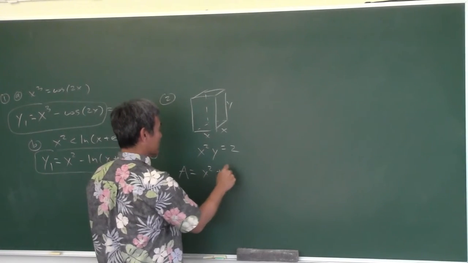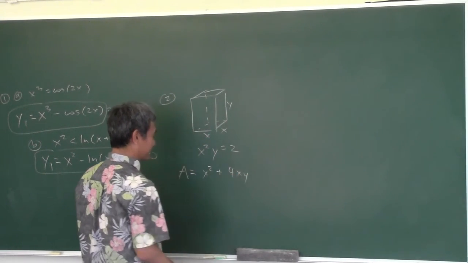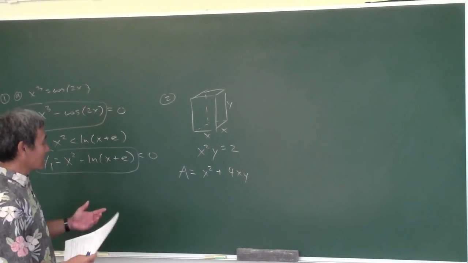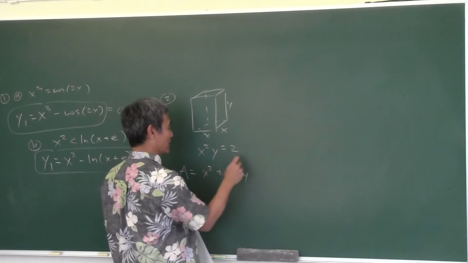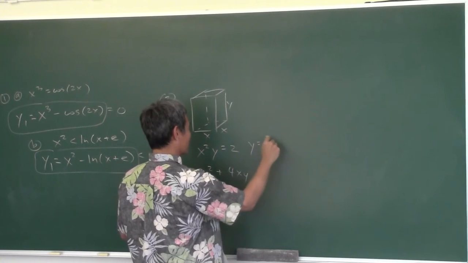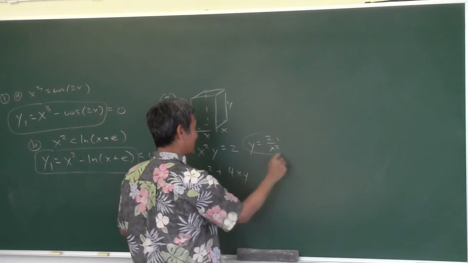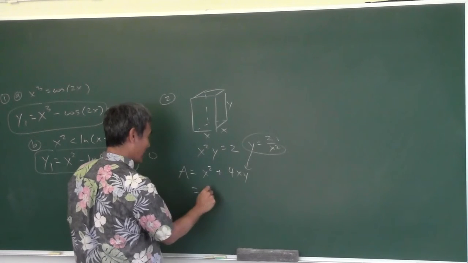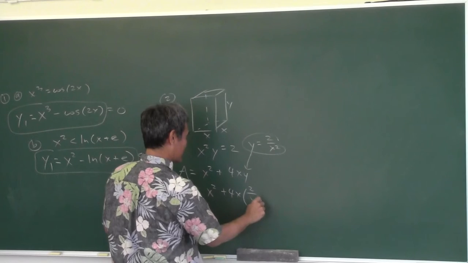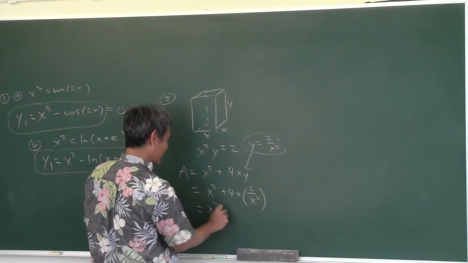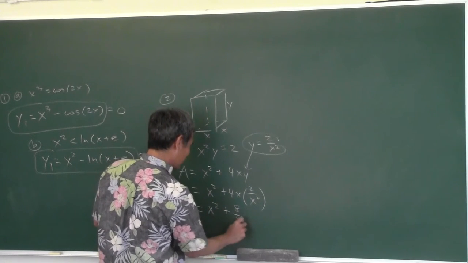So the surface area of this box is x squared, because remember it's open top, there's no top, plus 4xy. But we cannot graph this on our calculator, so we need to get rid of one of these variables. So we use this equation here to solve for y. So y equals 2 over x squared. Take that, plug it in there, and you get x squared plus 4x times 2 over x squared, which of course simplifies to, what is that, 8 over x?